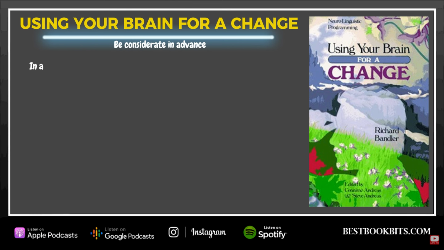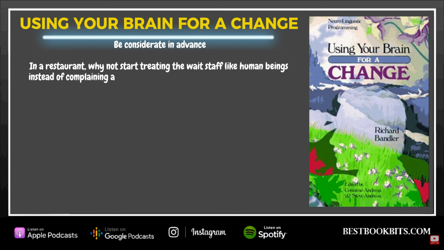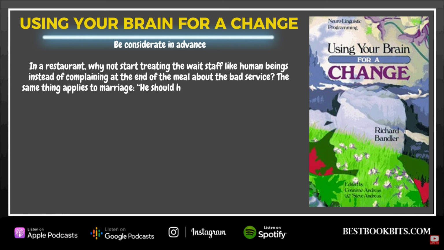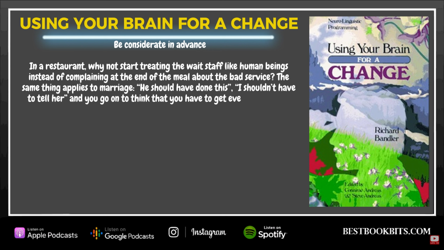Be considerate in advance. In a restaurant, why not start treating the wait staff like human beings instead of complaining at the end of the meal about the bad service? The same thing applies to marriage. He should have done this. I shouldn't have to tell her. And you go on and think that you have to get even. What if you tried being considerate before things go wrong?